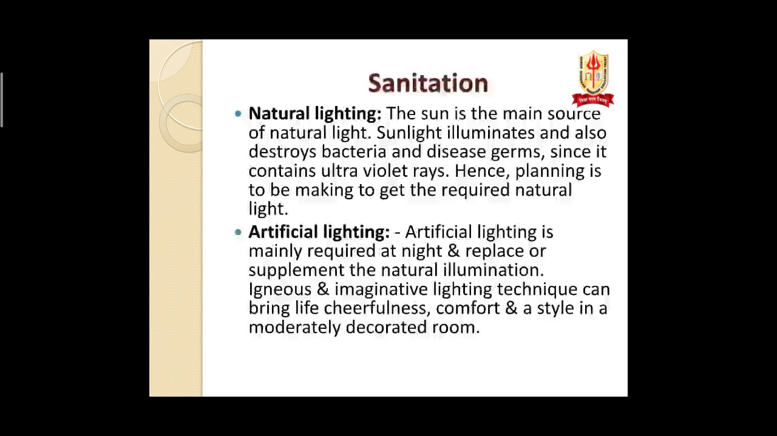One is natural light and another is artificial light. Natural light: the sun is the main source of natural light. Sunlight illuminates and also destroys bacteria, disease, and germs, since it contains UV rays. It means the planning is to be made to get the required natural light. Artificial light is mainly required at night, or as a replacement or supplement to natural light.